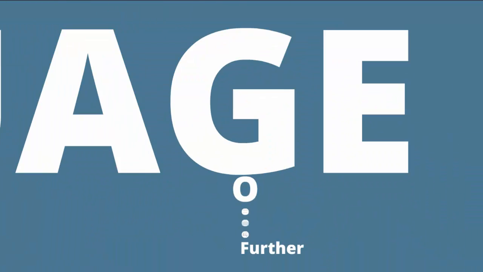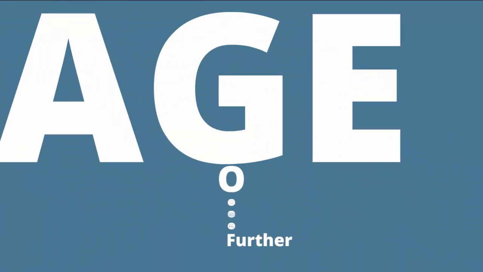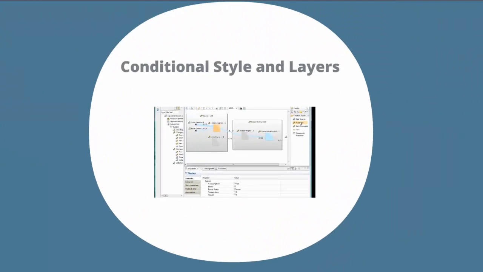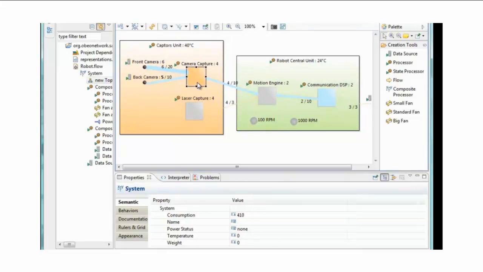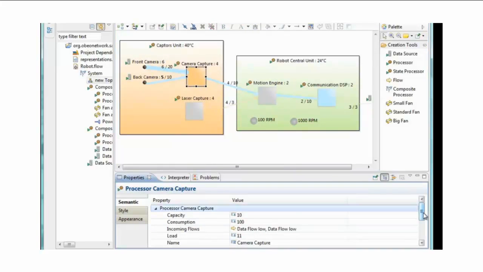For an industrial deployment of your workbench, Obeo Designer provides several very powerful features. Let's glance over 3 of them. Conditional style and layers to change the appearance of representations dynamically. Layers allow you to choose if you want to hide or show some specific information. In this example, we activate a temperature layer to analyze if the system will be too warm.